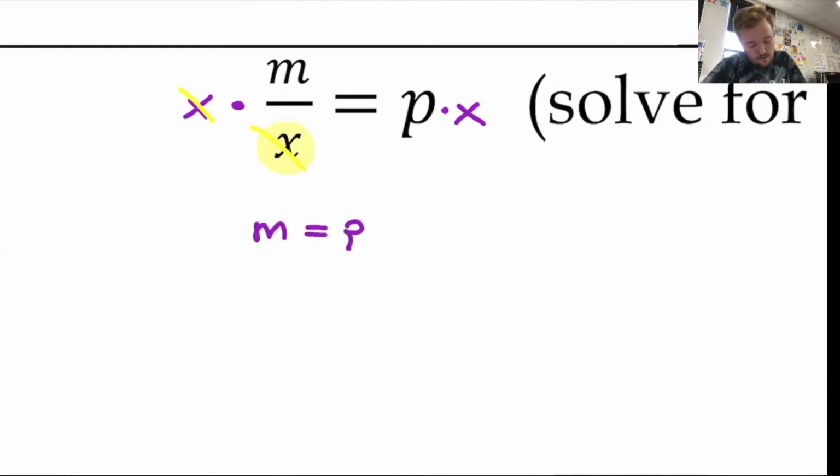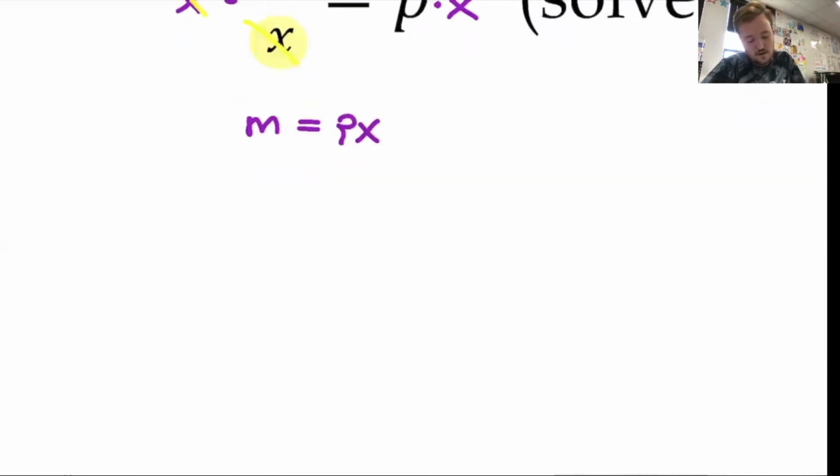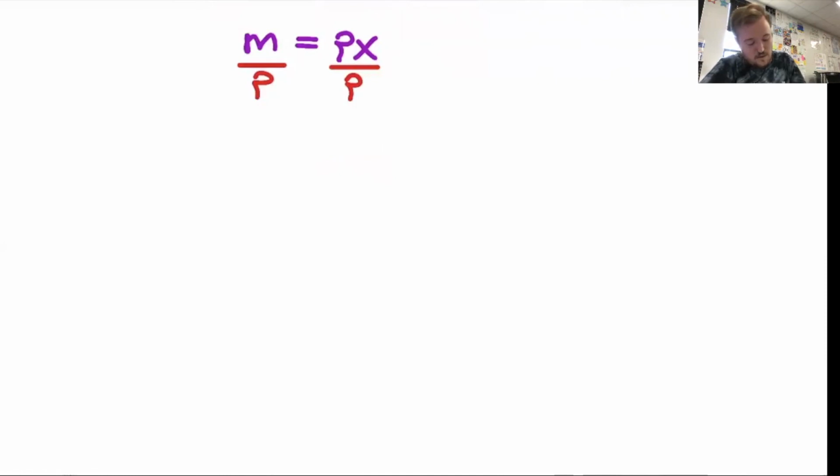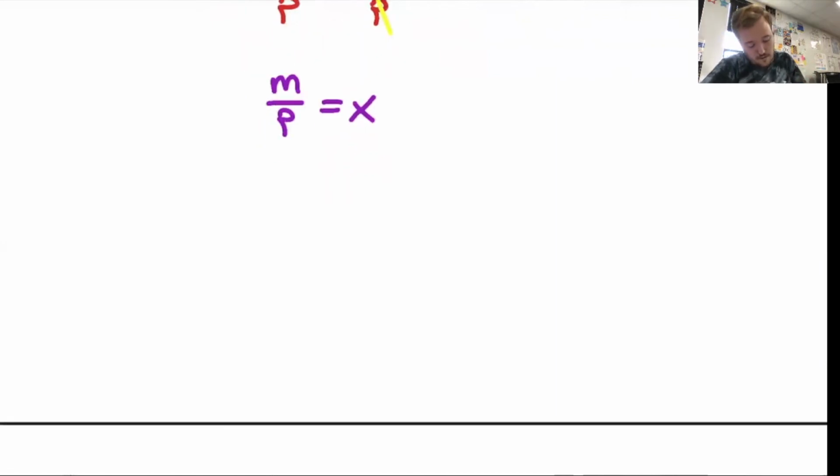So you don't have to write the sign in the middle. You could just write px. Either is fine. So I still need to get x by itself, so I got to get rid of this p value. That p value has to go away. So because it's being multiplied, I'm going to divide both sides by p. So these will simplify. So I have m over p equals x. So now I just want to flip it around because I want my variable on the left side. So x equals m over p.